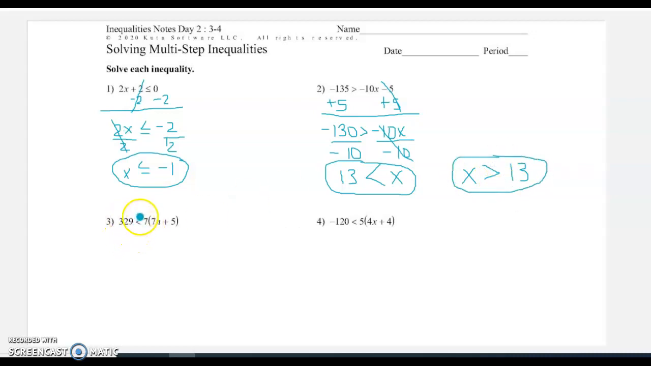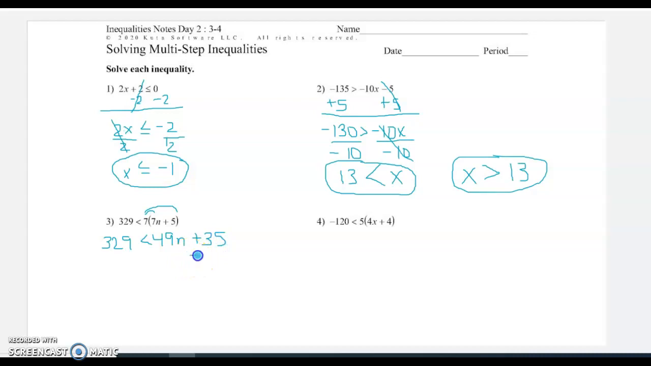All right, next one. We would start by simplifying the right-hand side. We're going to have to distribute that 7. So we have 329 is less than 7 times 7n, which is 49n. 7 times 5 is 35.